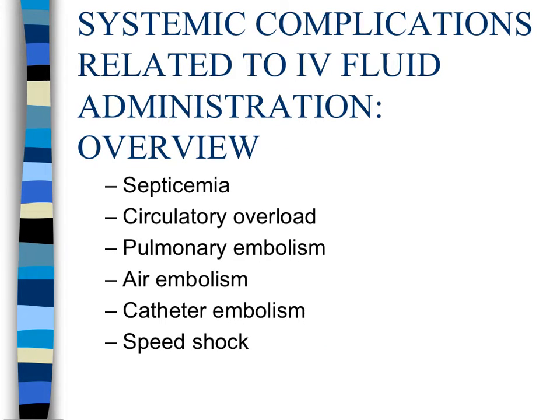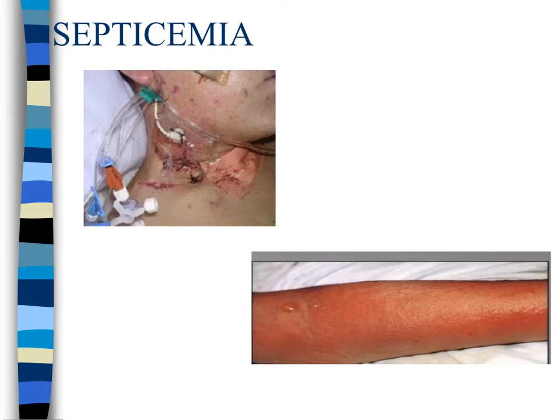Systemic complications related to IV fluid administration include septicemia, circulatory overload, pulmonary embolism, air embolism, catheter embolism, and speed shock. Septicemia is a systemic disease caused by the presence of a pathogenic microorganism in the body. This is caused by Staphylococcus aureus, Klebsiella, Serratia, Pseudomonas aeruginosa. Signs and symptoms include fluctuating temperature, profuse sweating, nausea, vomiting, diarrhea, abdominal pain, tachycardia, hypotension, and altered mental status.